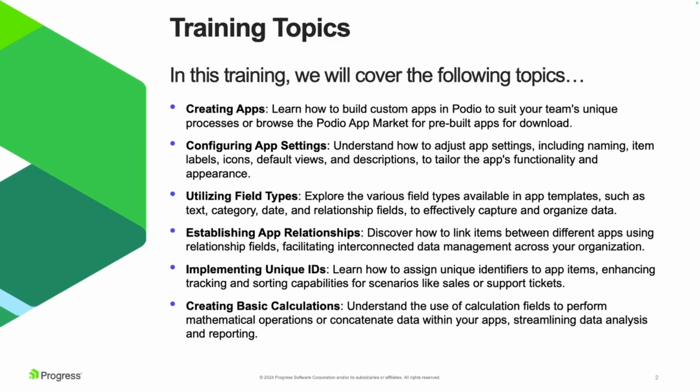We'll talk about the app settings. So understanding things like labels, icons, default views, descriptions, things like that. We'll focus a lot on the field types. So you'll notice when you're building your Podio apps, there are quite a few field types that you have to choose from in order to add certain data attributes to your app to track your items. We'll talk for just a minute about app relationships. So being able to link applications together. We'll talk about leveraging unique IDs, and we'll touch real quick on basic calculations.